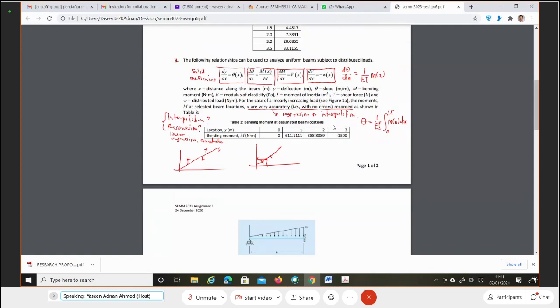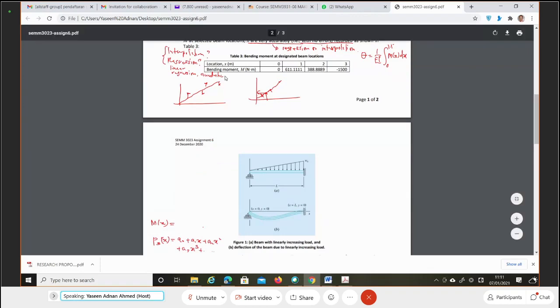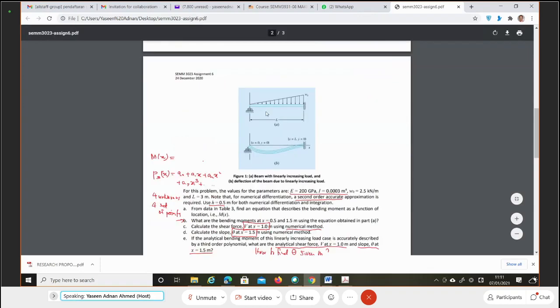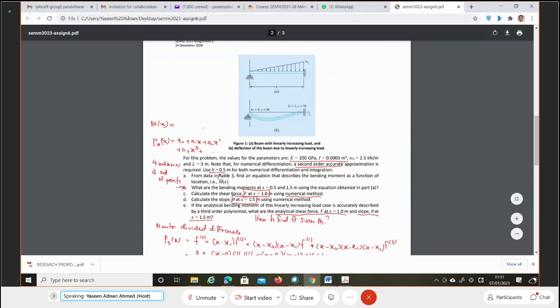I'm going to explain it quickly. First, you need to spend some time on how to establish this. I go to the problem directly. From table 3, find an equation that describes the bending moment as a function of location. That is, you need to find m as a function of x.